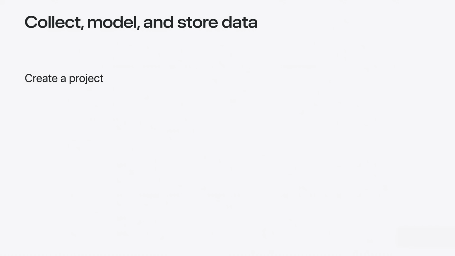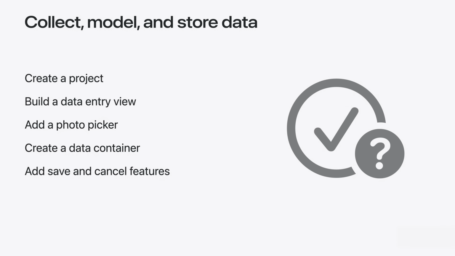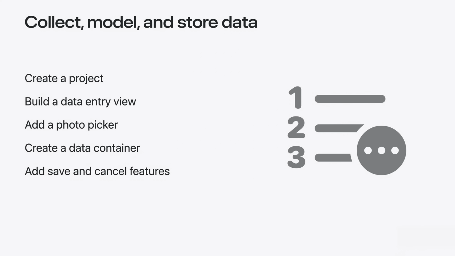There are 5 sections in this tutorial. First, I'll create a project. Then, I'll build a data entry view. I'll add a photo picker and create a data container. Then I'll add the save and cancel features to the project. Finally, every tutorial has some multiple choice questions at the end. It is a great way to check your understanding. Each section has a clear goal and concrete steps to accomplish it. Before each section, I'll go a little deeper and describe the main takeaways.